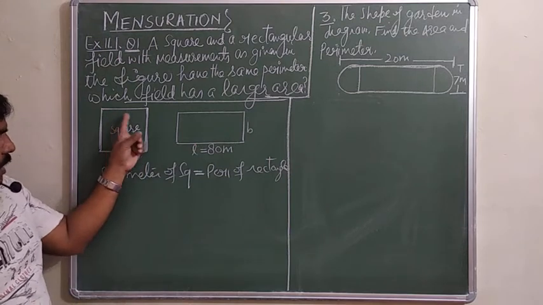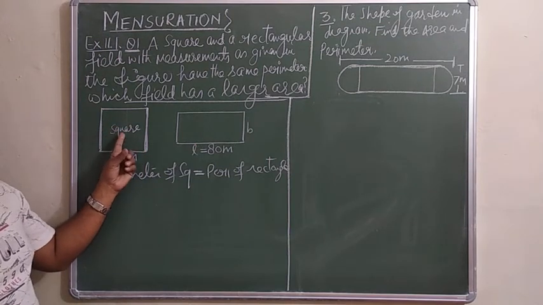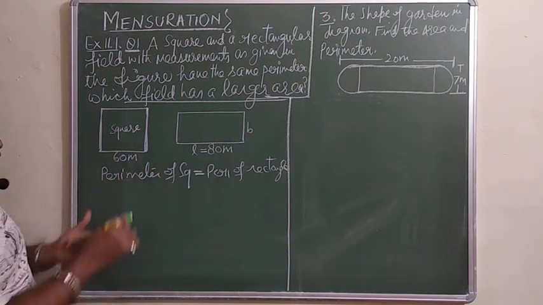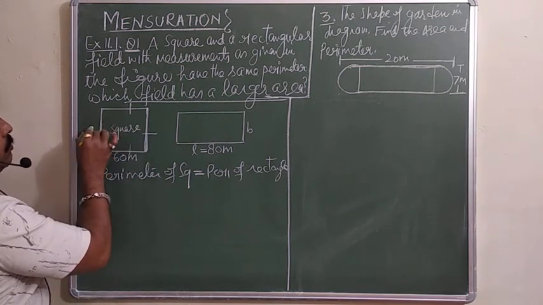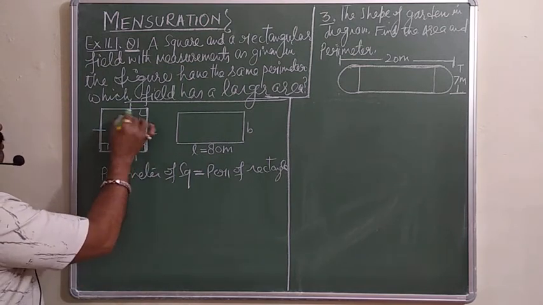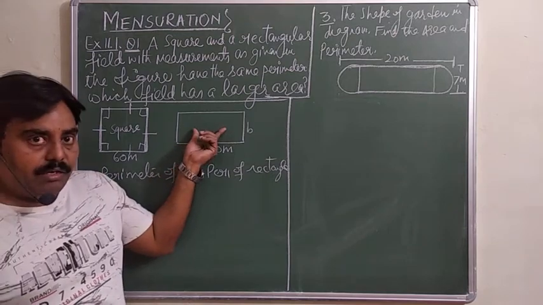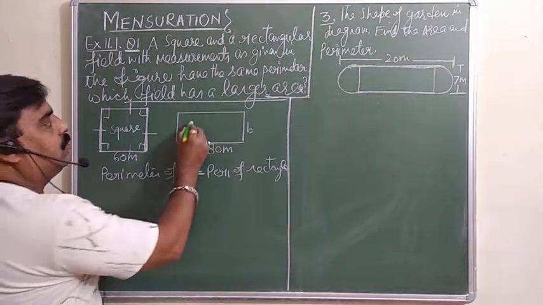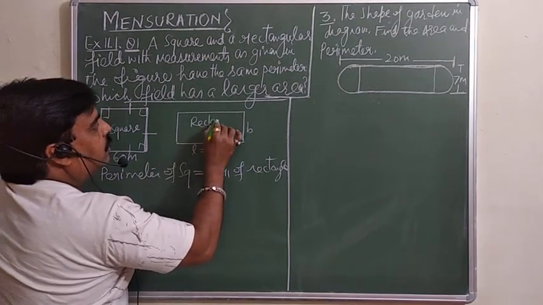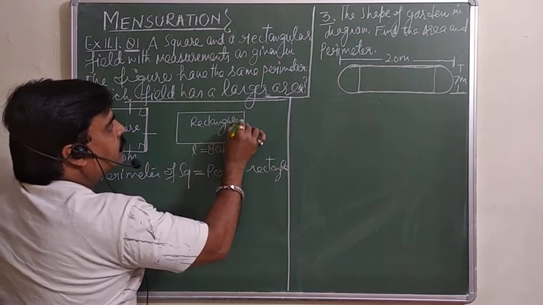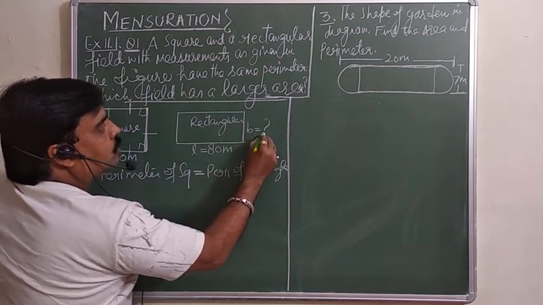तो हम इसका एरिया कैसे निकालेंगे? इसका एरिया ऑफ द स्क्वायर यू कैन कैलकुलेट, नो डाउट एट ऑल, बिकॉज यू नो द साइड 60 है तो स्क्वायर है, ऑल द साइड्स विल बी इक्वल, सो देन यू कैन कैलकुलेट द एरिया. बट हियर यू कैन नॉट कैलकुलेट द एरिया ऑफ दिस रेक्टेंगुलर फील्ड until unless you don't know the breadth. You must know the breadth.